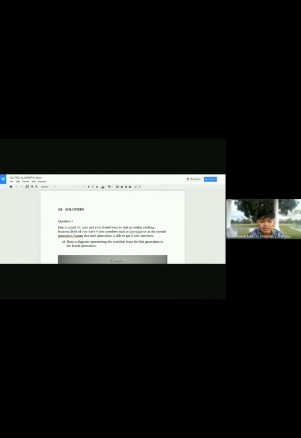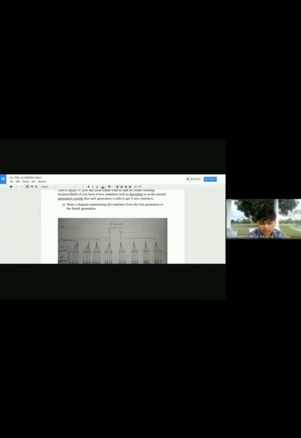Today I would like to explain PBL question 1A and question 1B Roman 1. Question 1 is: due to COVID-19, you and your friend want to start an online clothing business. Both of you have 4 new members each as downline, or the second generation. Assume that each generation is able to get 4 new members. Question 1A: draw a diagram representing the members from the first generation to the 4th generation.